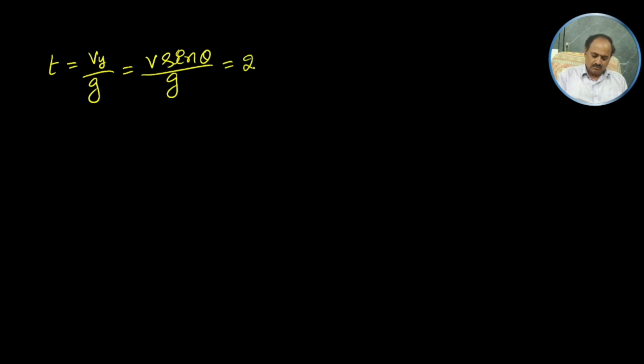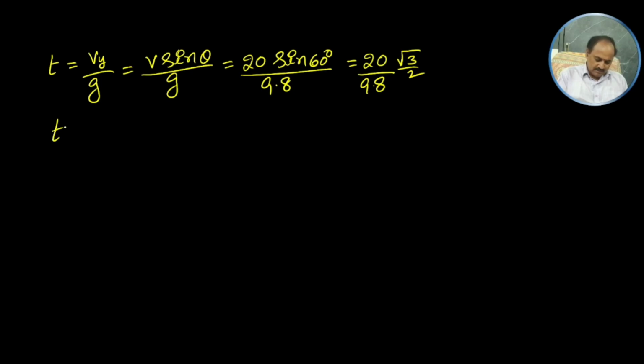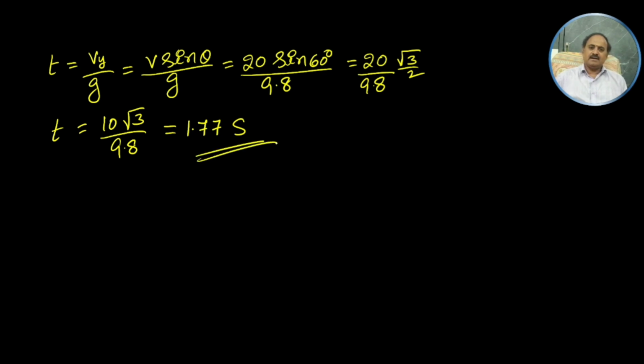V is given 20, theta is 60, G is 9.8. It is equal to 20 into sine 60, root 3 by 2, divided by 9.8. So time t equals 20 by 2, 10, 10 root 3 divided by 9.8, which is approximately 1.77 seconds. That is the time required to reach the highest point.